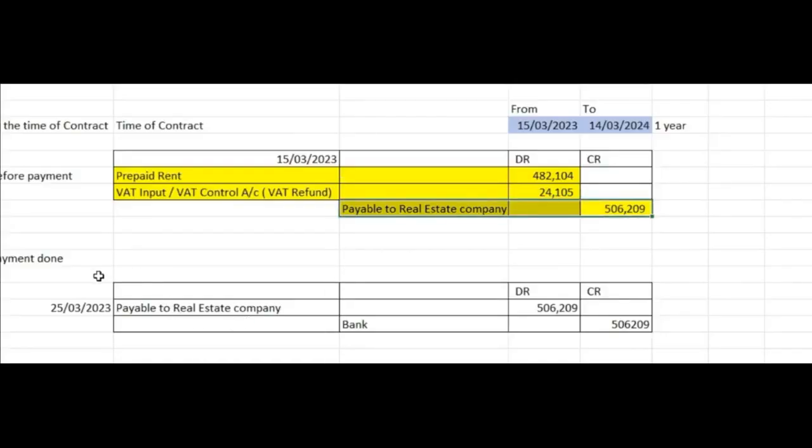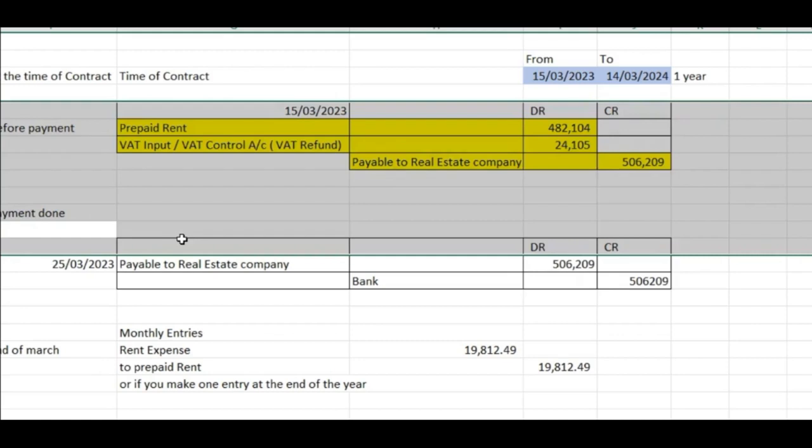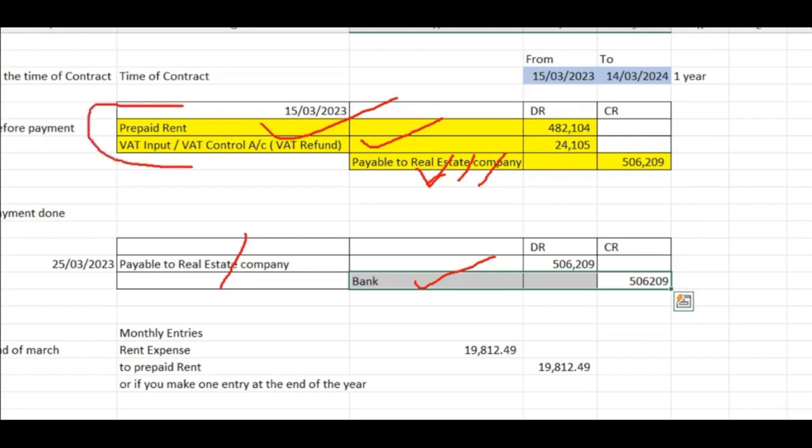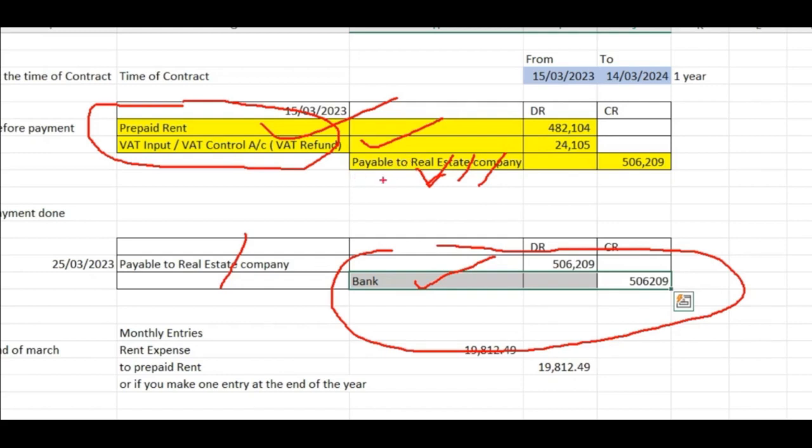Now when you actually make the payment, you will debit the payable to the real estate company and credit the bank account. So what effectively you have done is cleared this payable. So prepaid rent debit, VAT refund or VAT control account debit and bank account credit. This has been effectively done. You have created a payable and removed it.